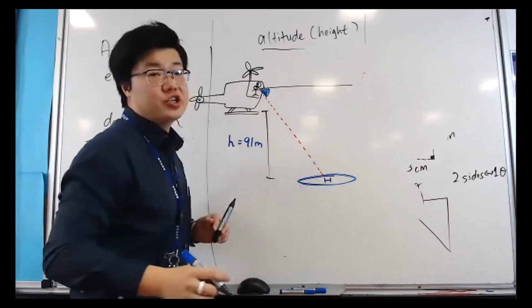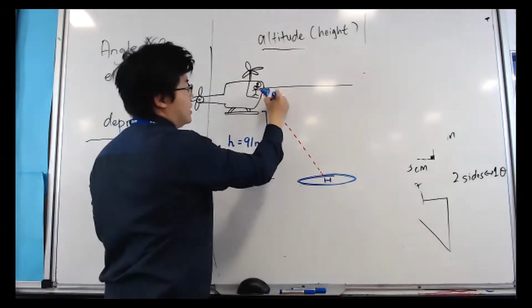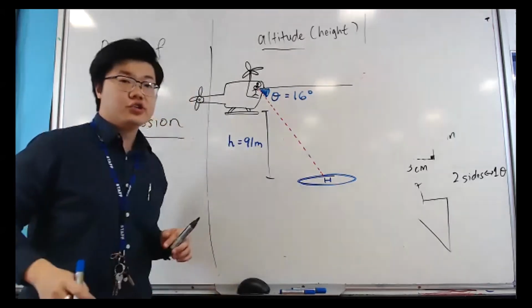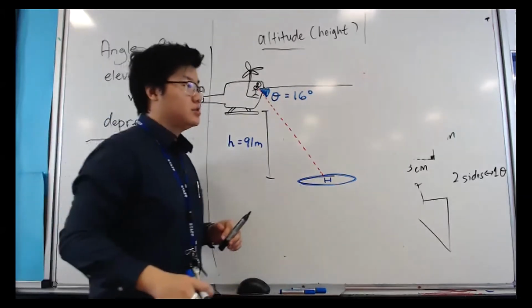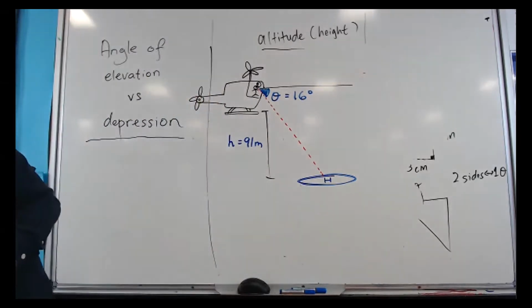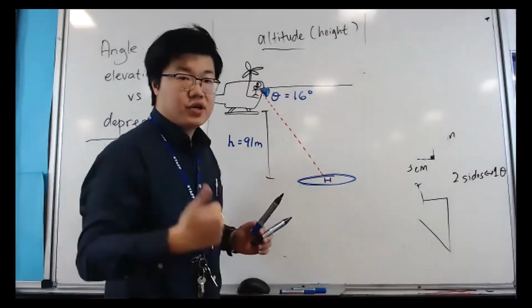So that's the angle of depression, and how much would that be? The theta is going to be what? 16 degrees. True? Okay? All right? Does it make sense? All good there?